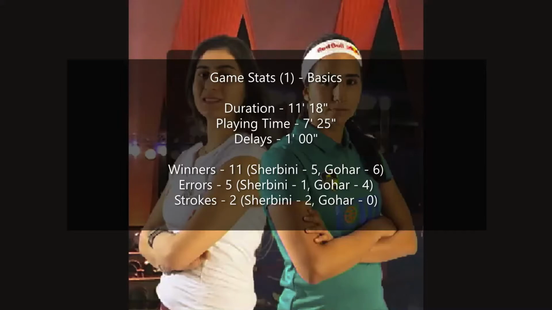The number of errors were 5. Sherbini had 1 and Gohar had 4. The number of strokes in the game was 2. Sherbini had both of them while Gohar had none.